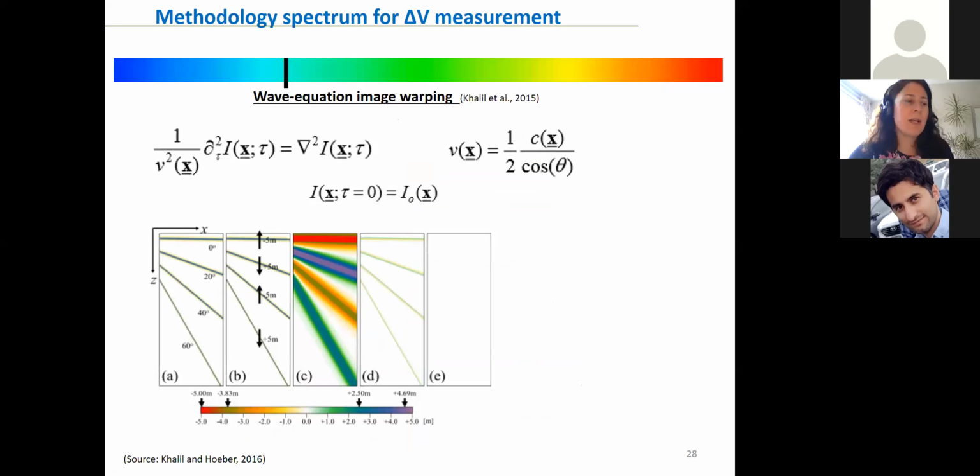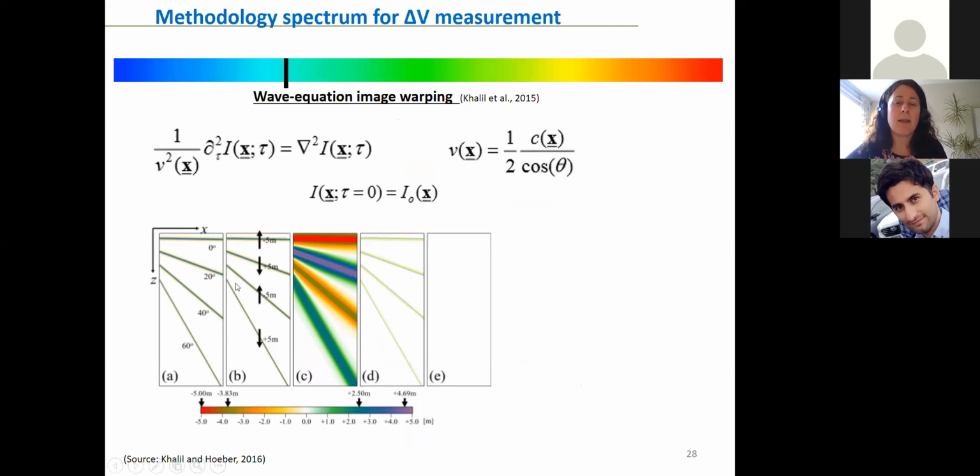Now, another method, which comes under the name again of warping, is what is called the wave equation image warping, and it was developed by Khalil et al. So in this case, what they're saying is, again, you need to be measuring time shifts perpendicular to dip.